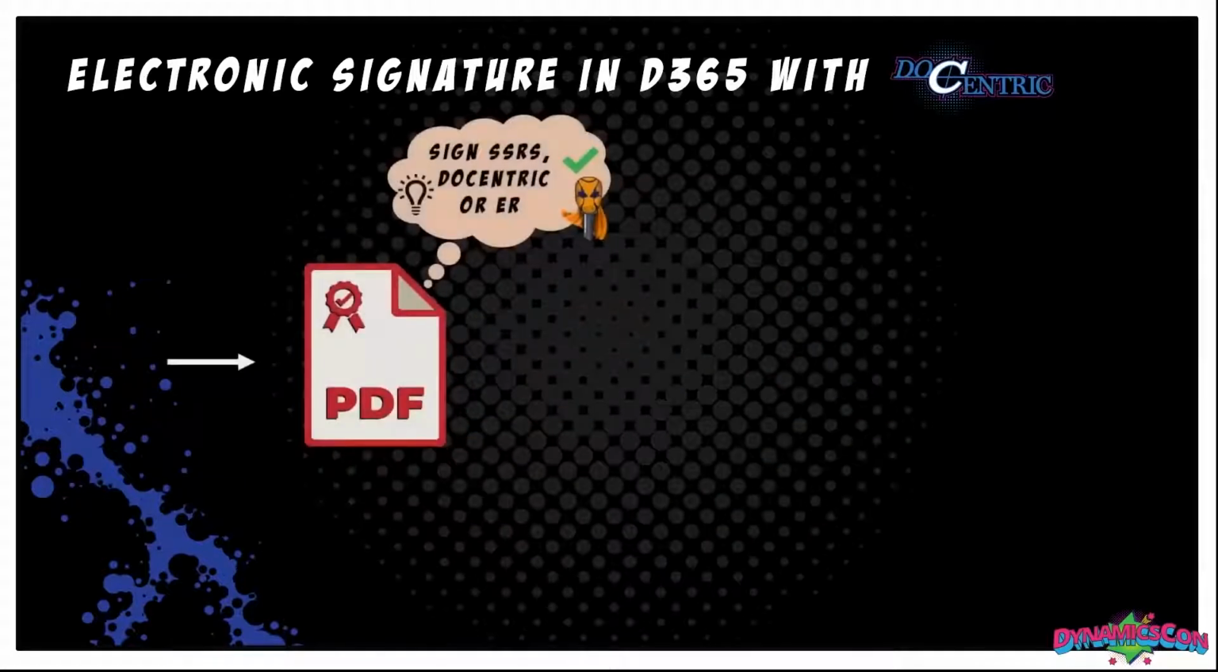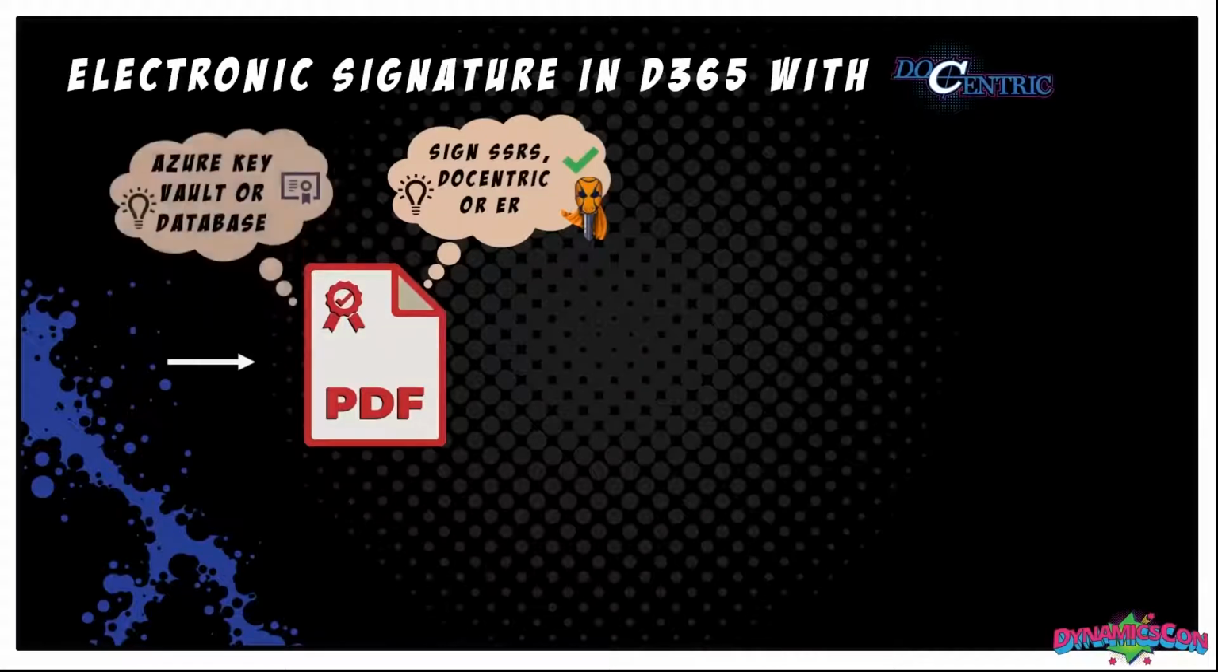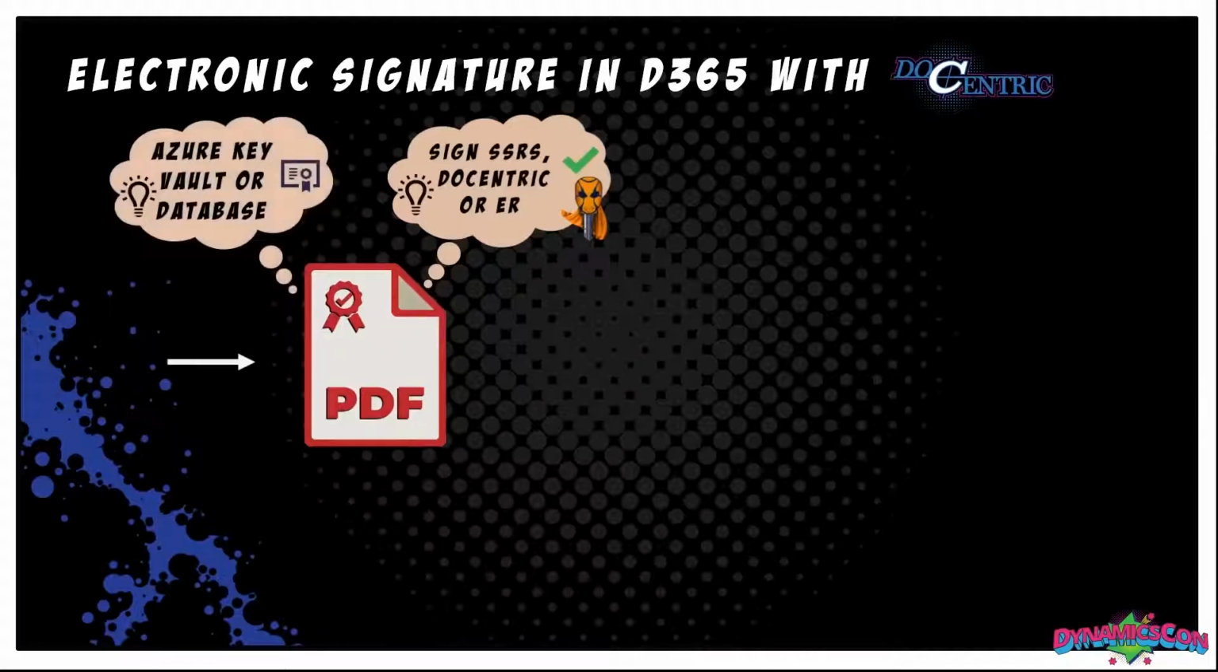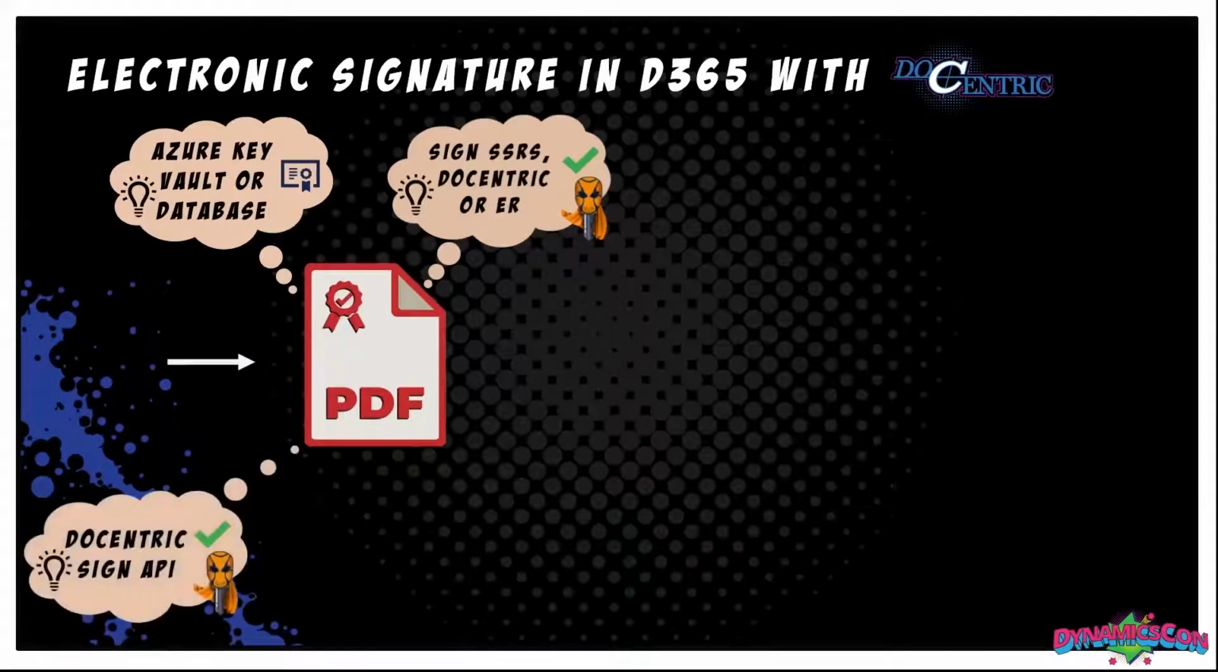When the PDF is generated, we can sign it. And it doesn't matter if it's being generated from SSRS, Docentric, or electronic reporting design. Digital certificates used for signing can be stored internally in the D365 database or even more securely in Azure Key Vault. And for other PDF documents, such as attachments or PDFs generated via customization, you can use our signing API.